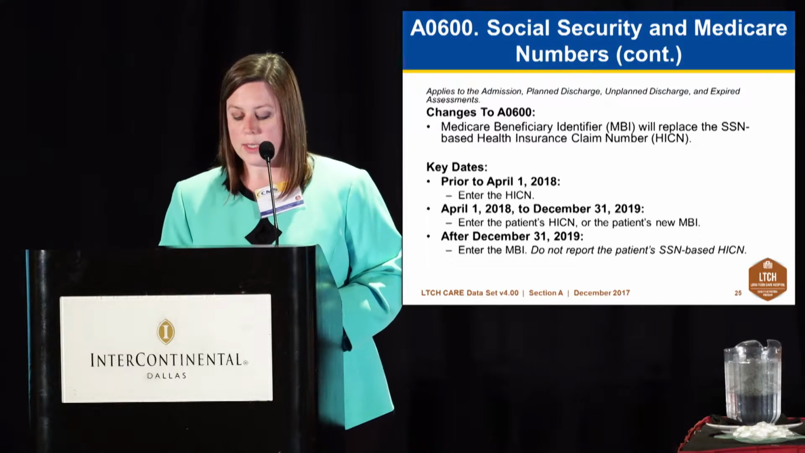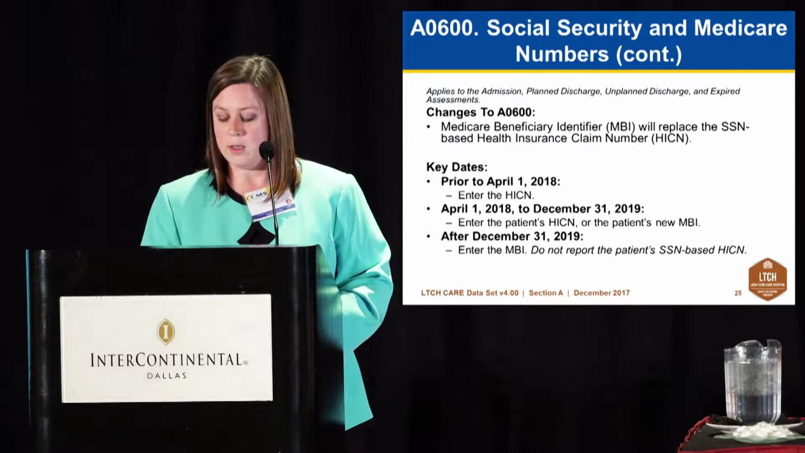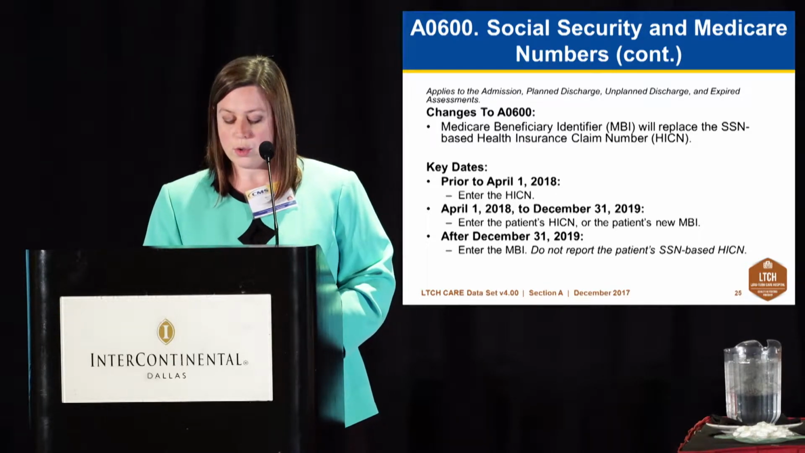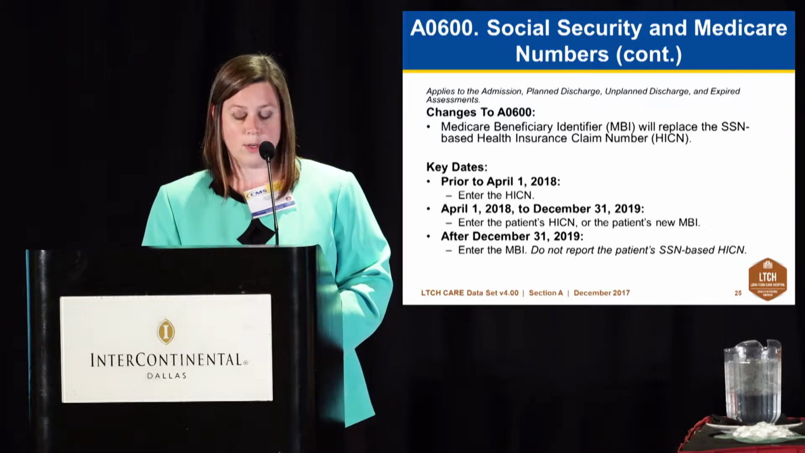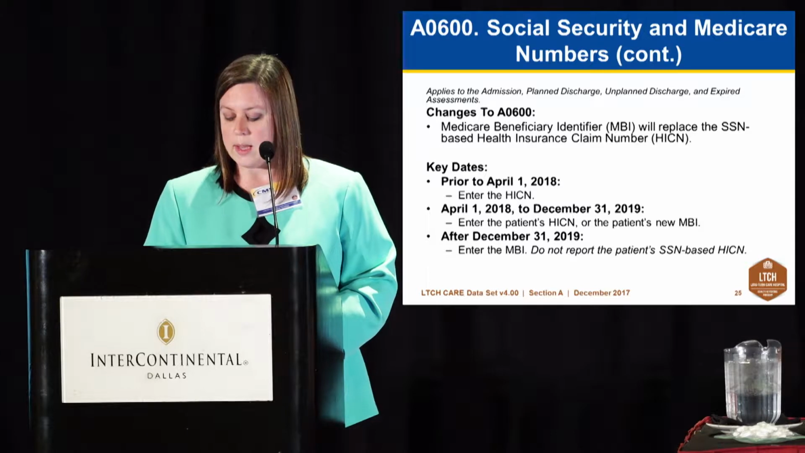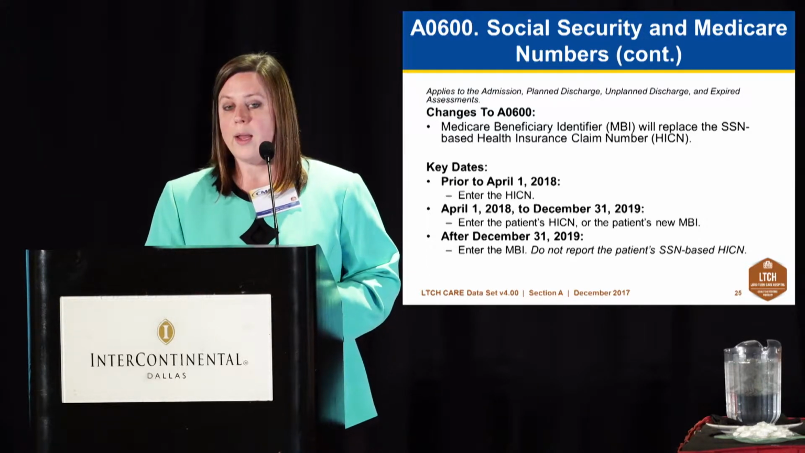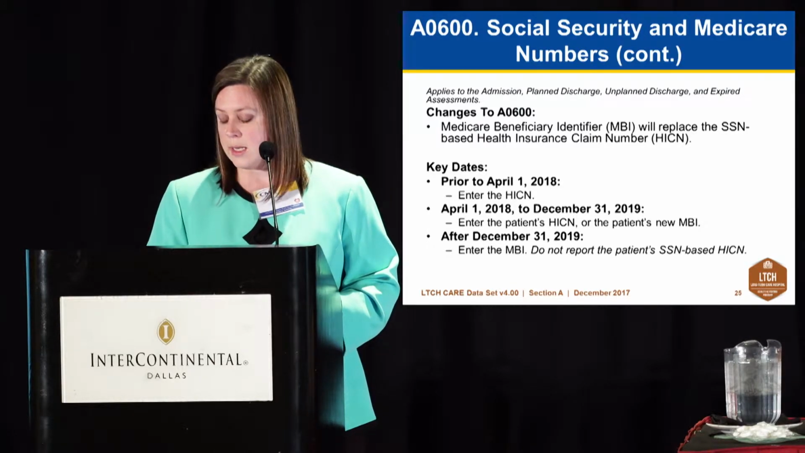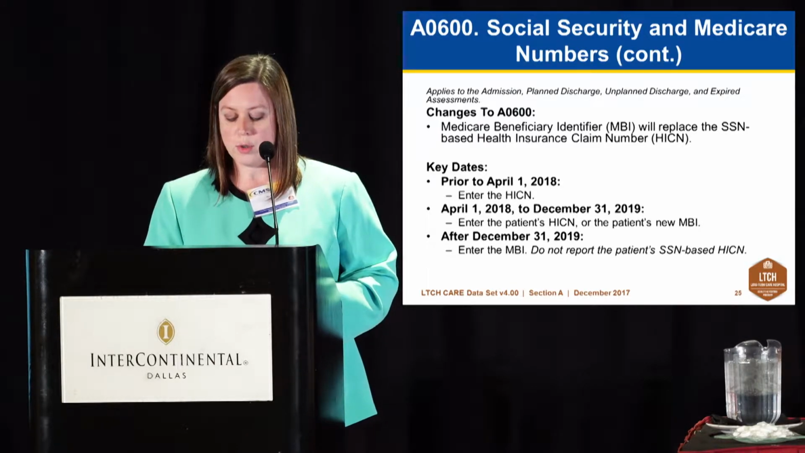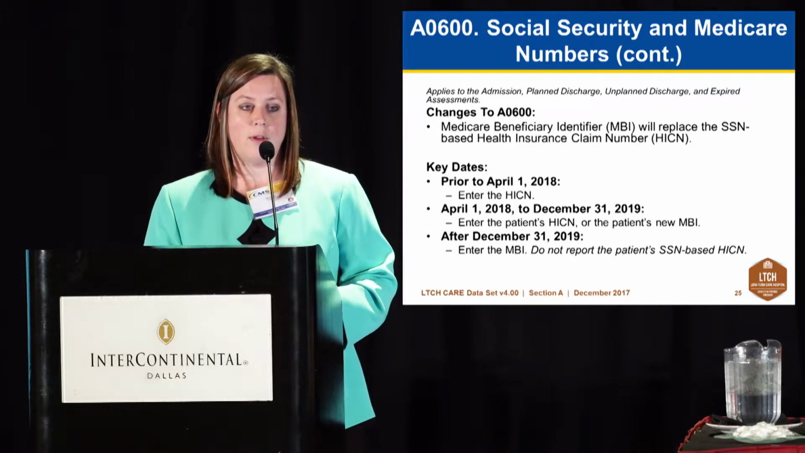If you have a patient assessment that is being completed prior to April 1st of 2018, you will continue to enter the Social Security number-based health insurance claim number in section A0600. If you have a patient assessment that is being completed between April 1st, 2018 and December 31st of 2019, you will enter the patient's Social Security-based health insurance claim number or the patient's Medicare beneficiary identifier if available at that point.